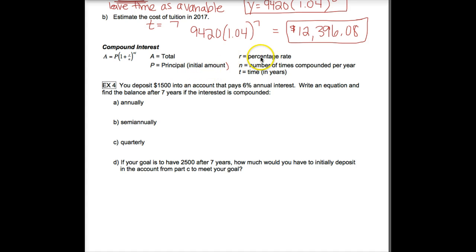R is your percentage rate. N is the number of times compounded per year. That means how many times are they figuring the interest. Sometimes it's yearly, monthly, daily. T is time in years.